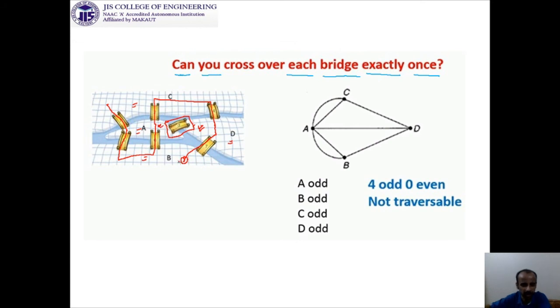But from this B vertex, how can you go to D vertex? There is one way, by this bridge. If you want to go back, then this bridge will be traversed twice. And if you want to go to A, either you have to take this or you have to take this. In this case also, these bridges are already traversed once, so you have to traverse them more than once. So the answer is no. Clear? The reason is that this graph does not fall into either of the two categories we got in the last slide for being traversable.